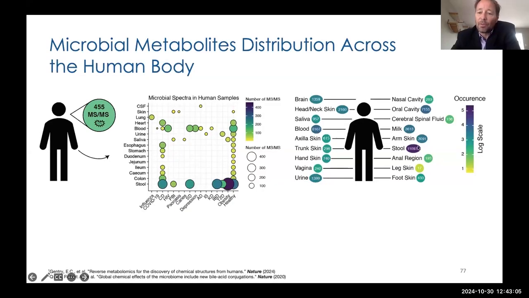So the majority of them will be found in stool, but even some of these microbial metabolites are found in the brain. They're found in saliva. They're found in breast milk. And so you can clearly start to see some evidence that a lot of these microbial metabolites end up in very distant organs.